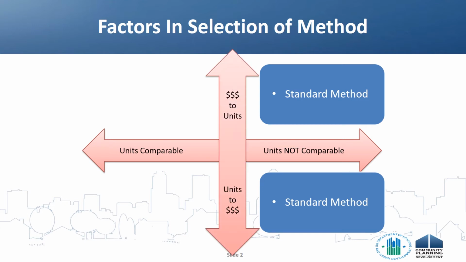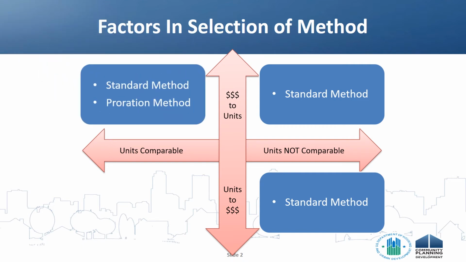The next factor in selecting the cost allocation method is which direction we're reviewing the project from. Are we starting with a proposed level of HOME investment? For example, a developer has requested $1 million in HOME funds, and we're trying to determine how many of the project's units must be designated as HOME-assisted. We talk about this as the dollars to units path, and that's the most common approach. In this case, if the units are comparable, we can still use the standard method, which is acceptable in all cases, but we also have the option to use the proration method.